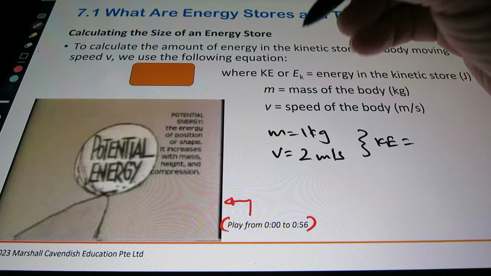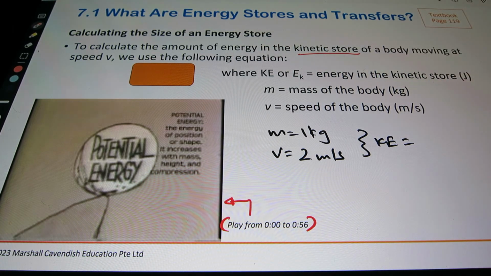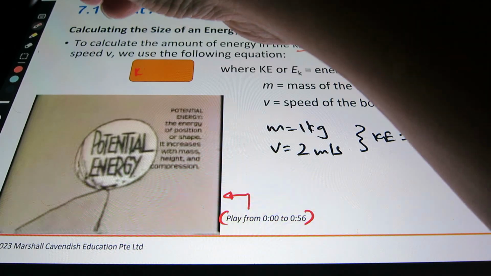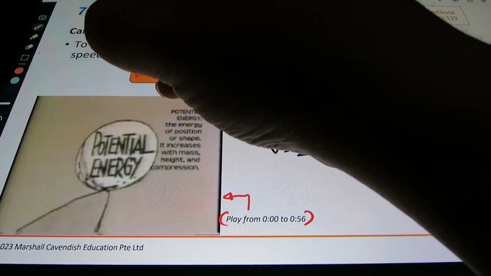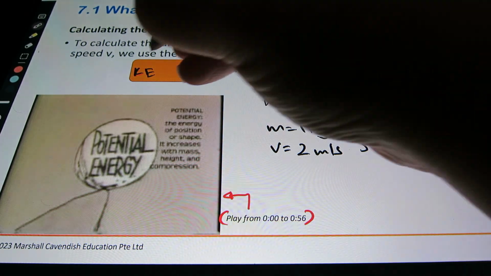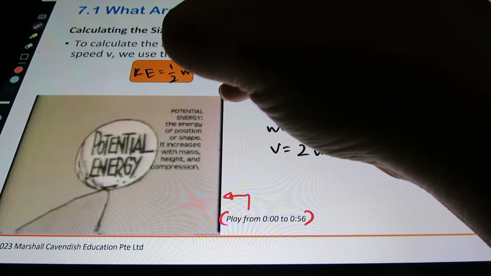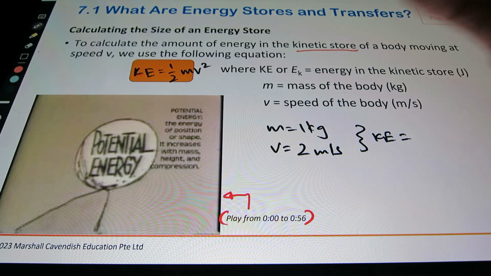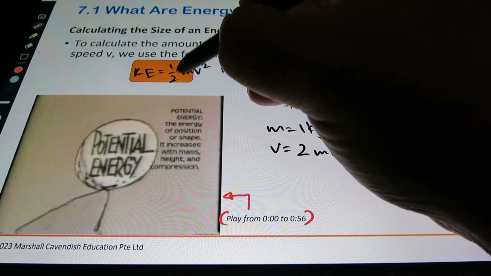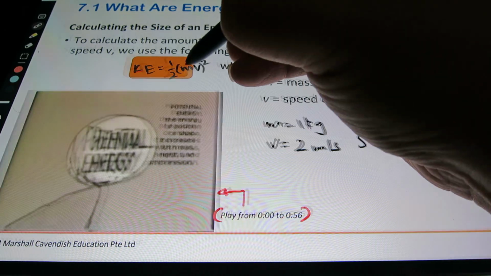In this portion, we are talking about the kinetic store of an object. The kinetic store is one of the 2 energies that you are supposed to be able to calculate at this juncture in this chapter. Later on in the thermal physics chapter, you will learn how to calculate another form of energy. But basically the kinetic energy of an object is given by half mv square. Just take note that the square belongs only to the v and not to the m. So it is just half mv squared.